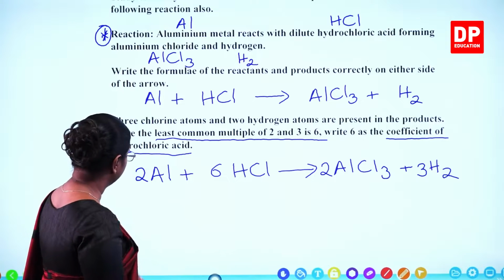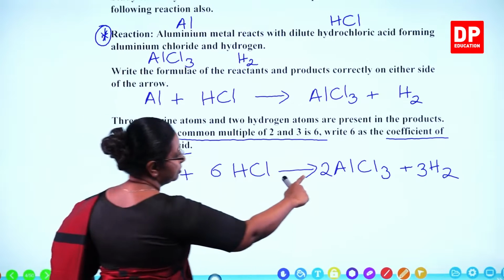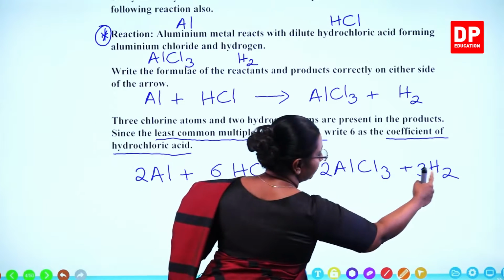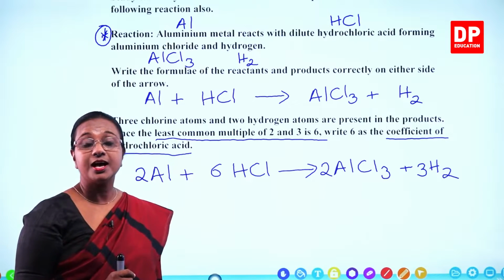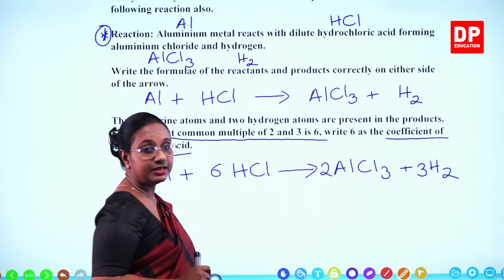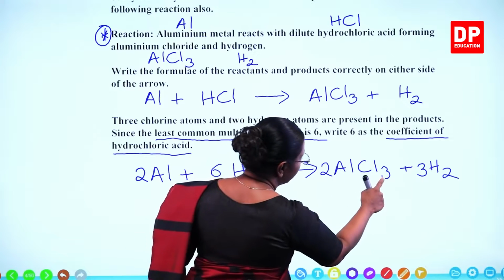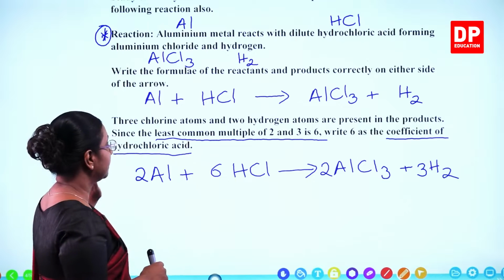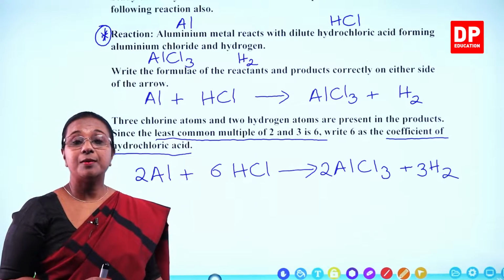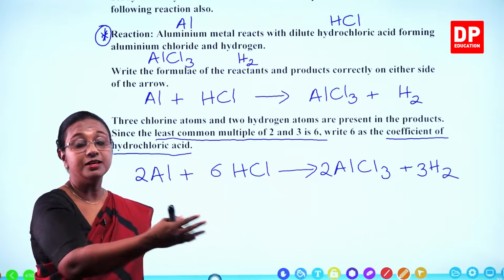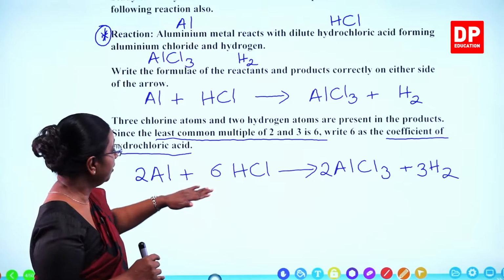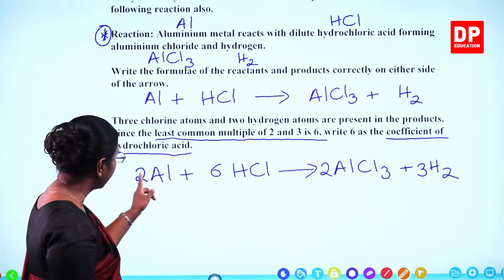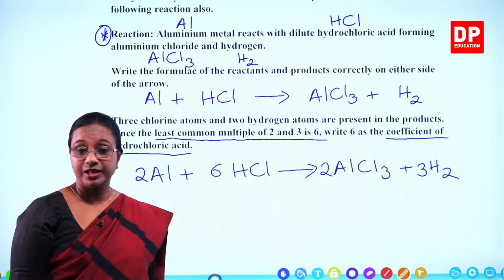You can check it again. 2 aluminium atoms, 2 aluminium atoms. 6 hydrogen atoms. Here you can see 3H2, so 6 hydrogen atoms. 6 chlorine atoms. Here again you have 2 into 3, 6 chlorine atoms. So the number of atoms of each element on the left hand side is equal to the number on the right hand side. So now we have the balanced chemical equation for the reaction of aluminium with hydrochloric acid.